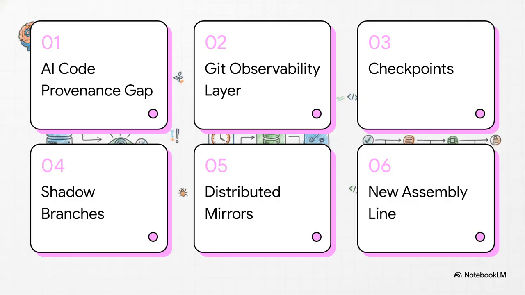Okay, let's take a quick look at our roadmap. We'll kick things off with the AI code provenance gap, then introduce the Entire Git observability layer and look at how checkpoints actually capture AI context. After that, we'll see how shadow branches keep your history perfectly clean, explore scaling with distributed mirrors, and finally, we'll wrap up by looking at what this all means for a brand new developer assembly line.